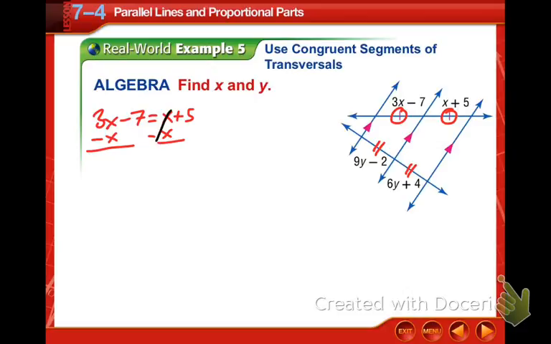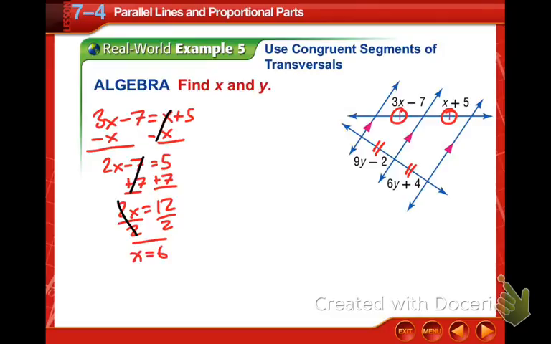3x minus 1x is 2x. 2x minus 7 equal to 5. We add 7 to both sides. 2x is equal to 12. We divide by 2 on both sides. x is equal to 6.